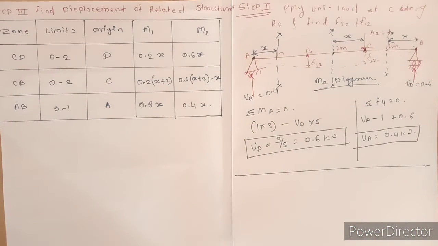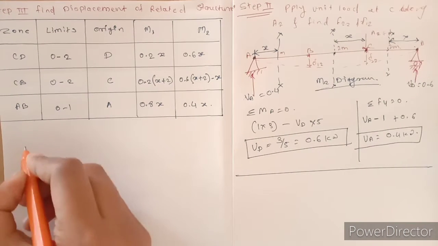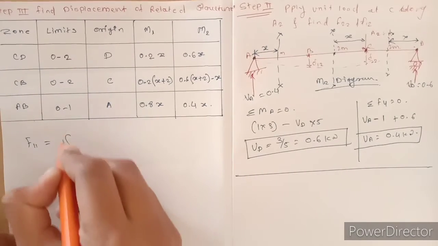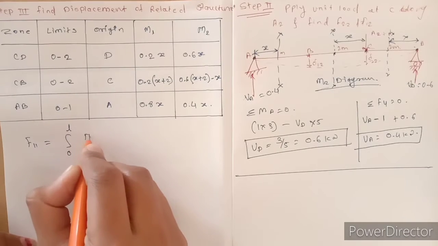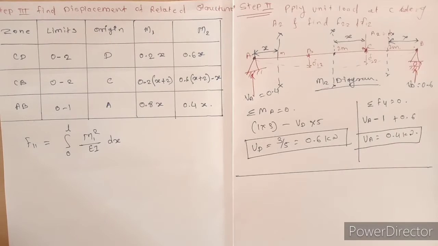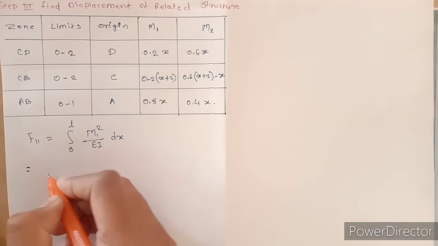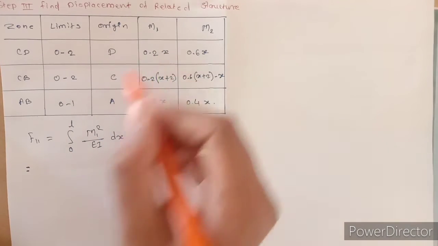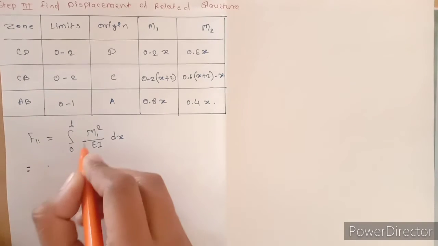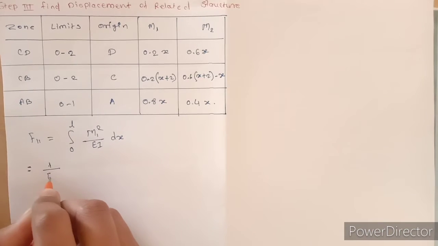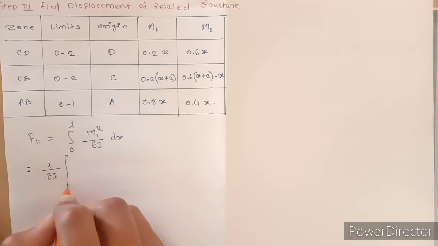Then from this chart, to find out matrix, so first we take f suffix 11 is equal to, formula is integration, put limit 0 to L, m1 square divided by EI into dx. Then here we take m1 movement, and then formula is m1 square divided by EI. So first we take EI is constant. So 1 divided by EI in bracket.